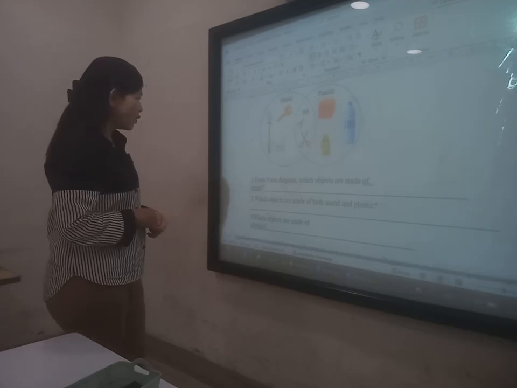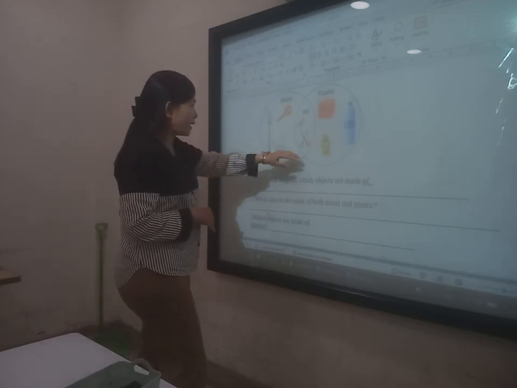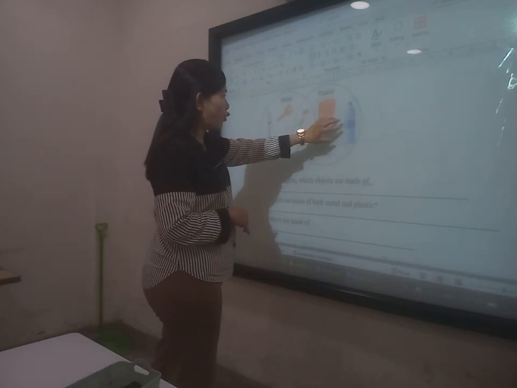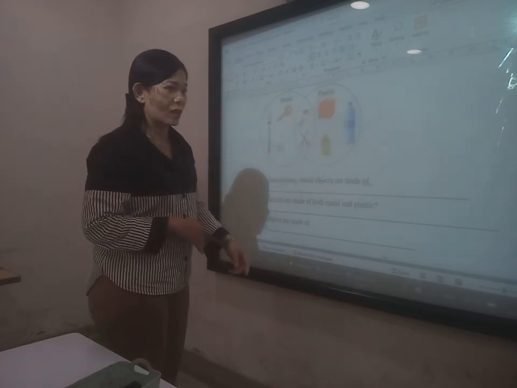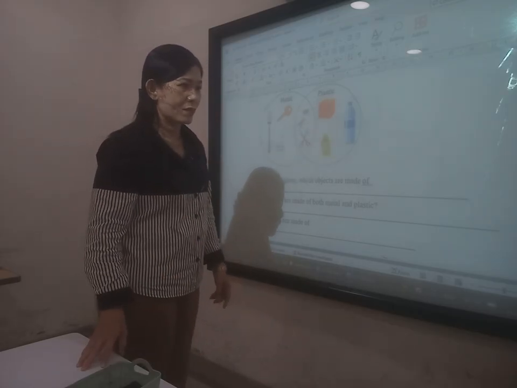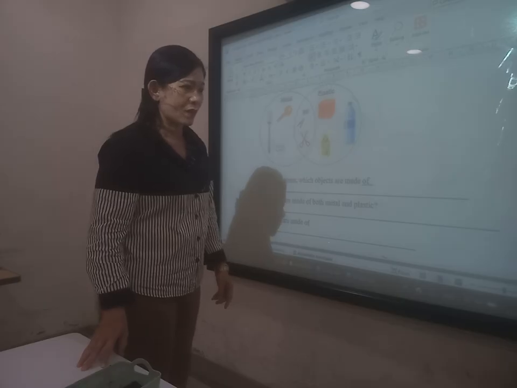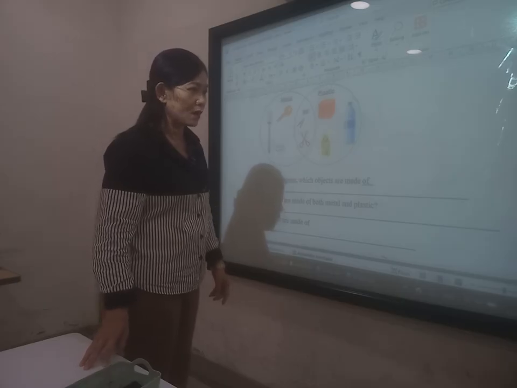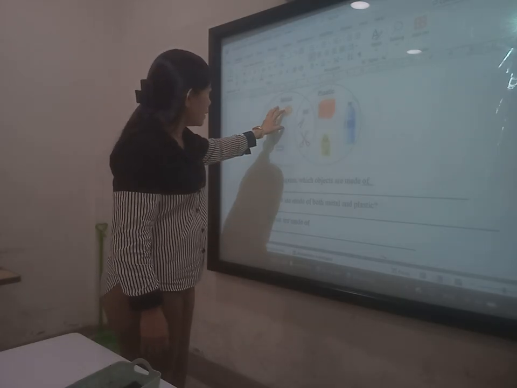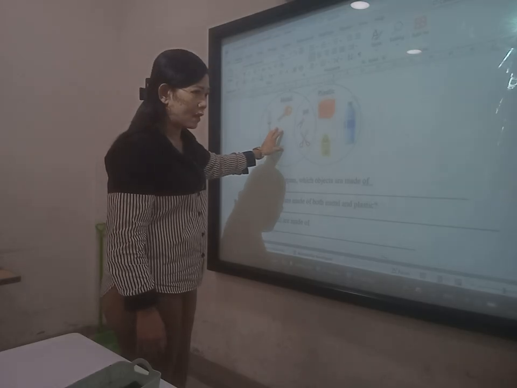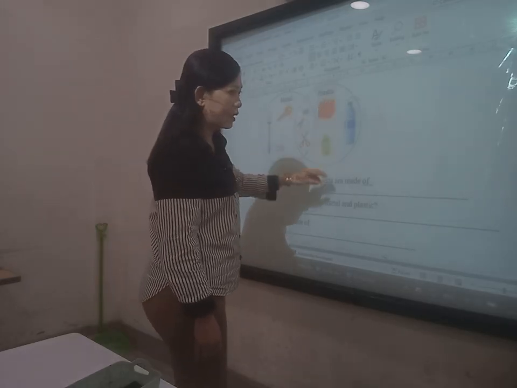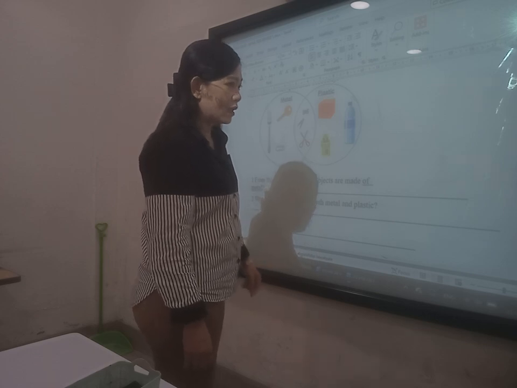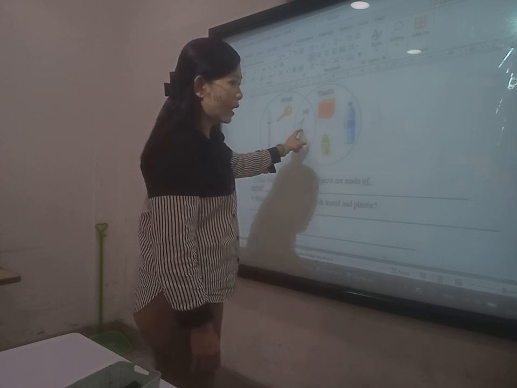Number 3. Which objects are made of plastic? Made of plastic are the cube and 2 bottles. So from the Venn diagram, the objects made of metal are only these 3. And for the plastics, only these 3. And these are both plastic and metal.